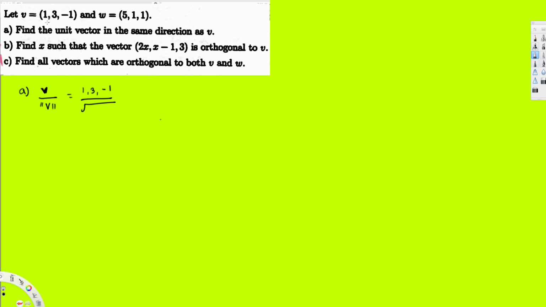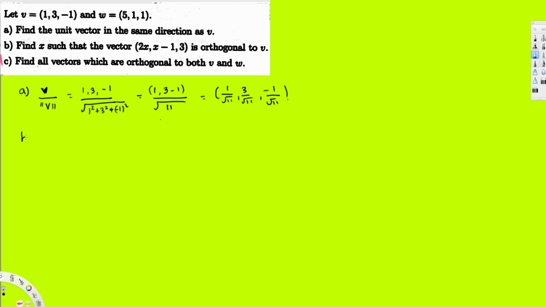The magnitude is the square root of 1 squared plus 3 squared plus (-1) squared. So I will get (1, 3, -1) over, putting it in brackets, the square root of 1 squared plus 3 squared, which is 9, 9 plus 1 is 10, 10 plus 1 is 11. So the final answer is going to be 1 over square root of 11, 3 over square root of 11, and minus 1 over square root of 11. And that's how it's done.